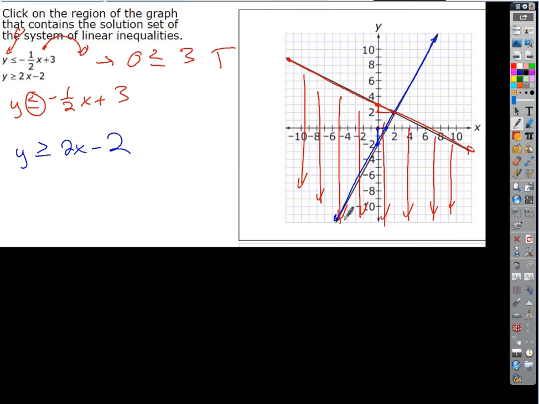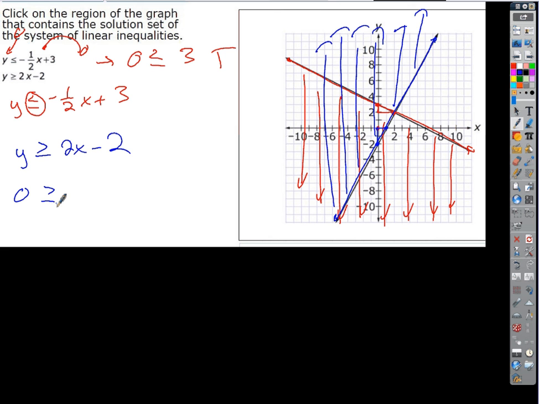Which way am I shading? Up. Yeah, I'm going to go up. In this case, up also means to the left, I guess. So we're shading everything up there, right? If we were to pick the test point and plug in 0, 0, would that work also? If I plug 0 in for y and 0 in for x, I'd get 0 is greater than or equal to negative 2. True, right? So we would include the side that has the point 0, 0.